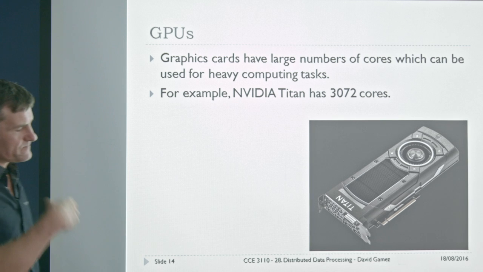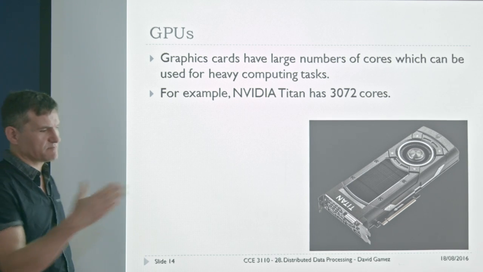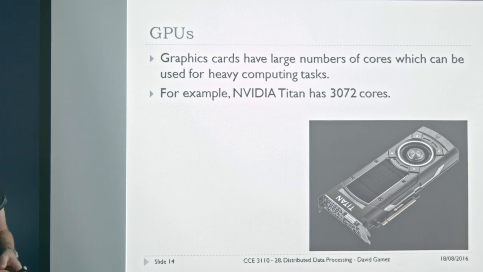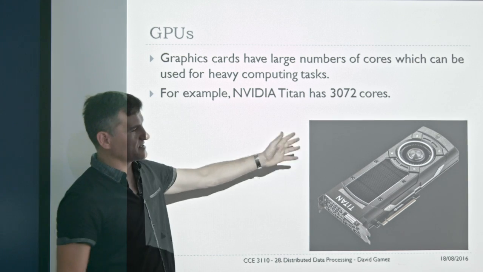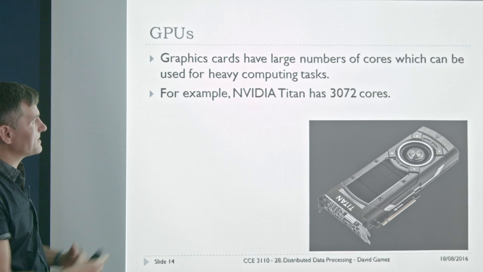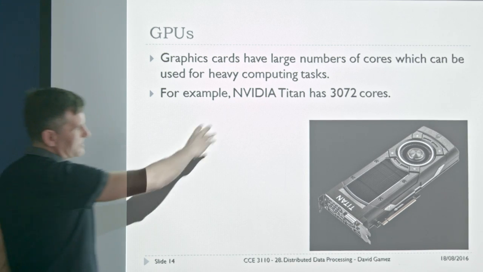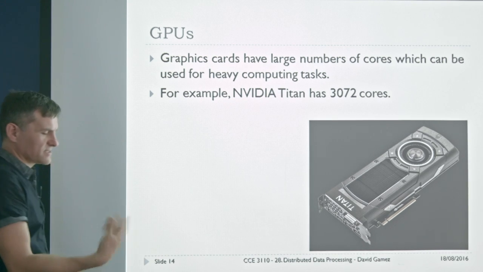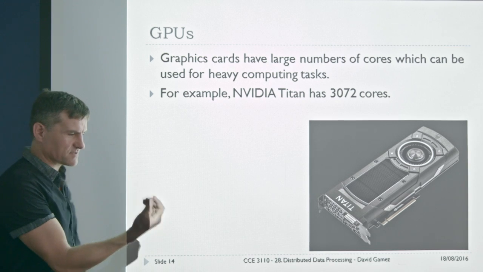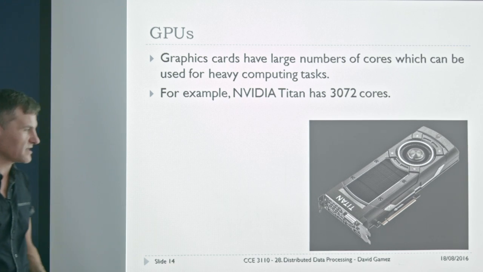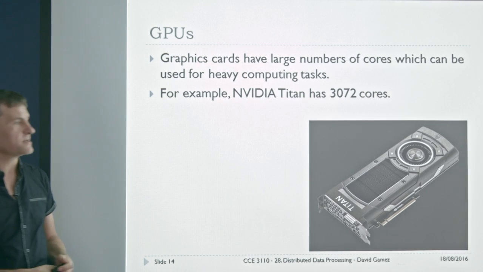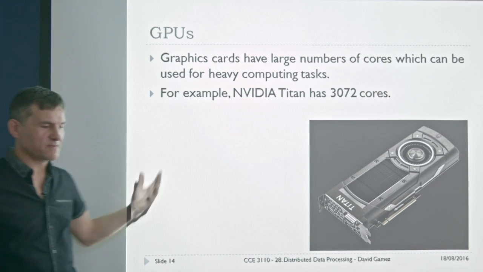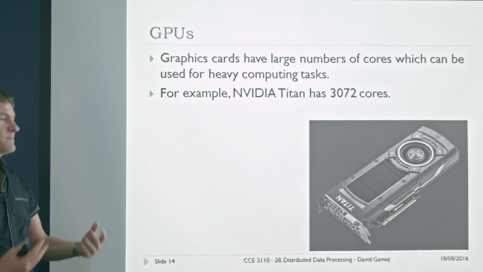So another big direction in parallel computing in the last few years has been towards use of GPUs. This is a graphics card essentially, but a rather big fat one, the NVIDIA Titan. These graphics cards have lots of processing cores inside them. They're not as powerful as the CPU, but you can still do a lot of useful computing on them. And because there's a vast number of them, you can do a lot of parallel computing using them.